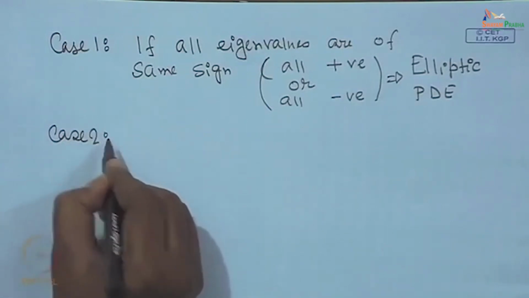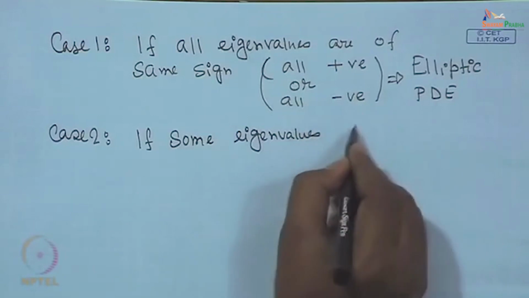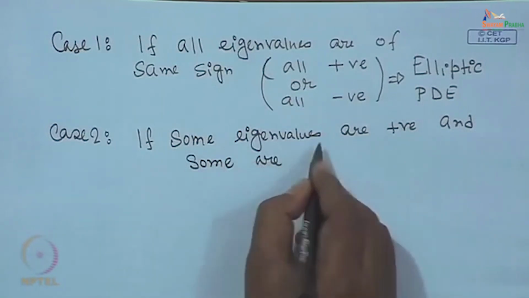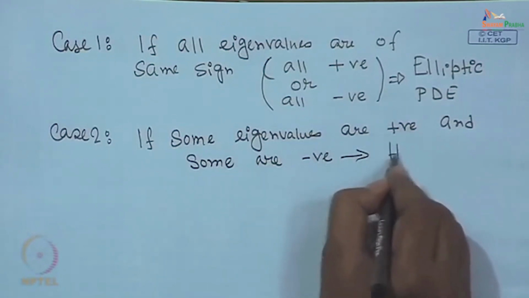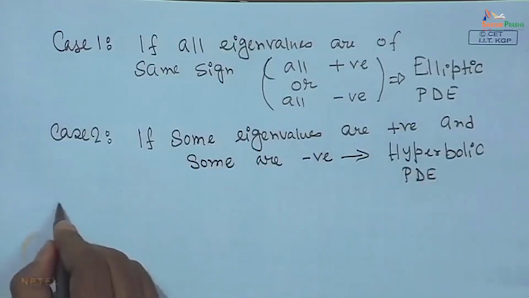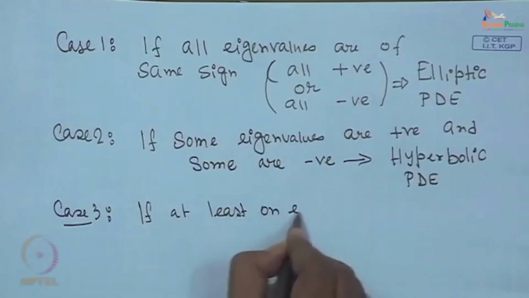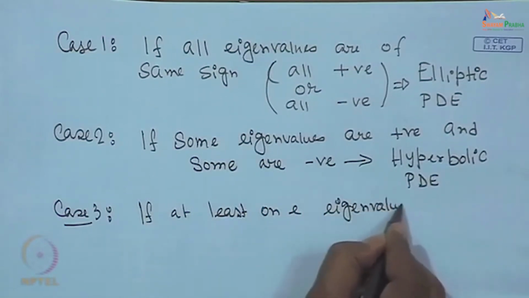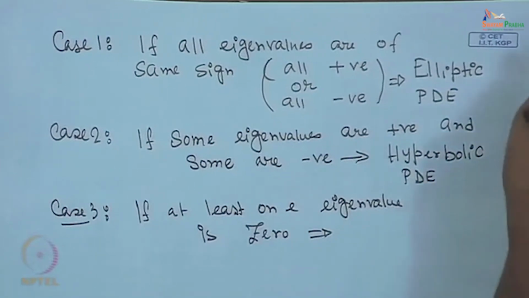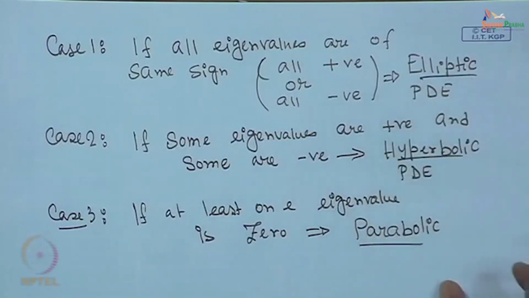Case 2: if some eigenvalues are positive and some are negative, then we call that equation a hyperbolic partial differential equation. Case 3 is that if at least one eigenvalue is 0, then we call this a parabolic partial differential equation. So, that way we can classify the different partial differential equations.